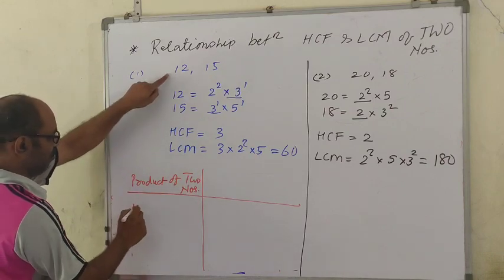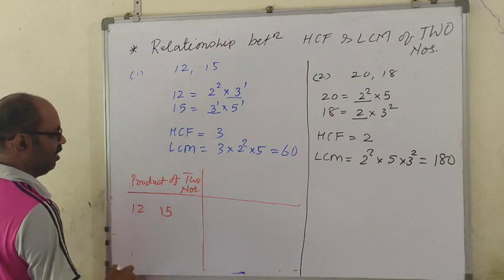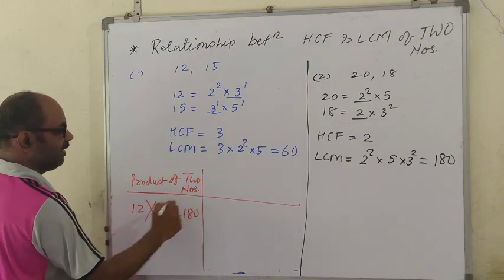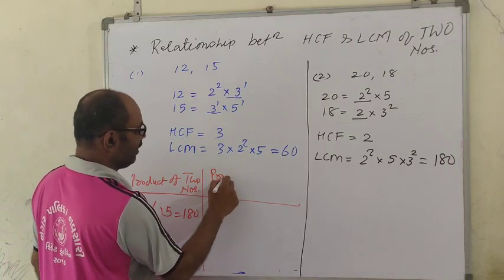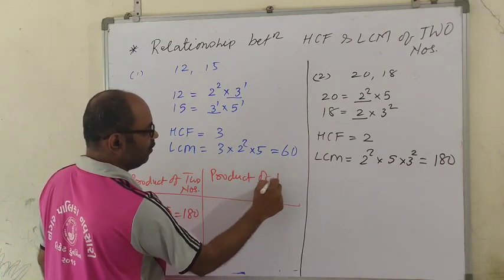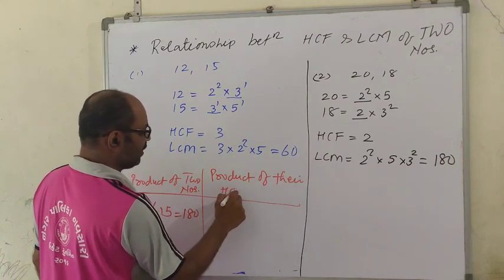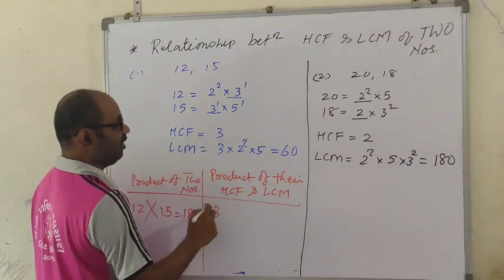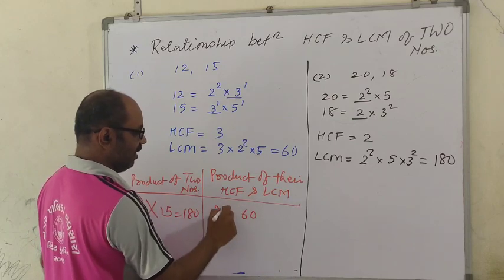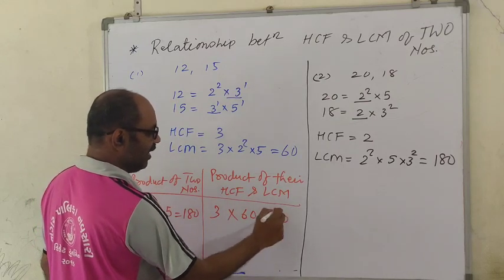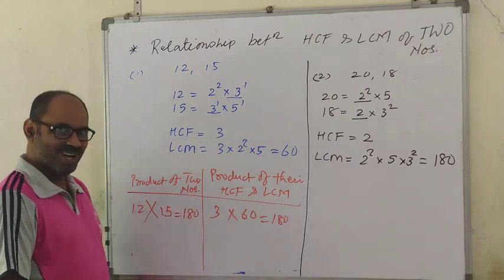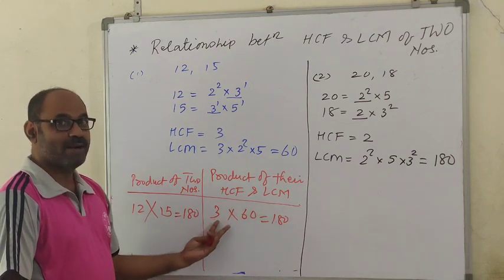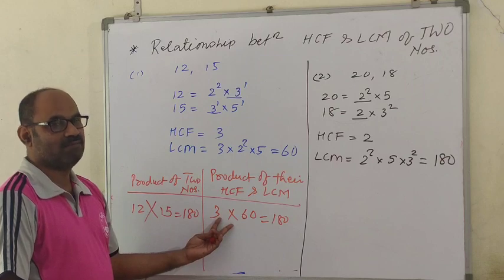Whichever two numbers we have, their product. Which are the numbers? 12 and the other number 15. And I am going to find its product. What is the product? 180. Here, product of their HCF and LCM. What is the HCF? 3. What is the LCM? 60. Let's find out the product. It's 180. And what do you observe? Product of two numbers is equal to product of their HCF and LCM.